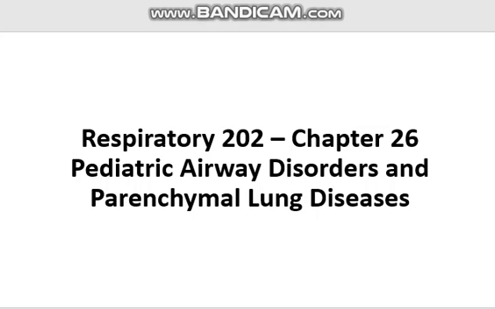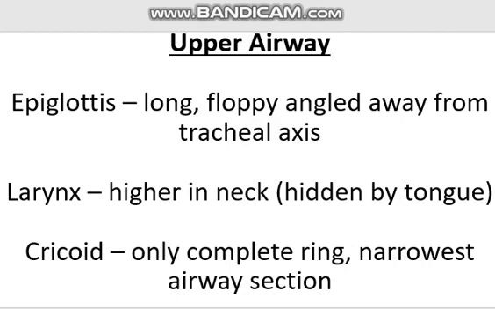Respiratory 202, Chapter 26. Pediatric airway disorders and parenchymal lung diseases. The upper airway includes the epiglottis, which is long, floppy and angled away from the tracheal axis. The larynx, which is higher in the neck in kids and is hidden by the tongue. And the cricoid, which is the only complete ring and is the narrowest airway section.